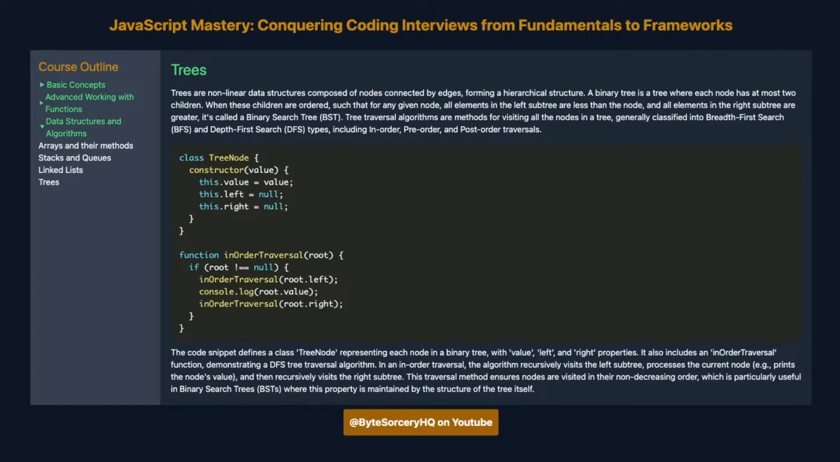In an in-order traversal, the algorithm recursively visits the left subtree, processes the current node, e.g., prints the node's value, and then recursively visits the right subtree. This traversal method ensures nodes are visited in their non-decreasing order, which is particularly useful in binary search trees, BSTs, where this property is maintained by the structure of the tree itself.